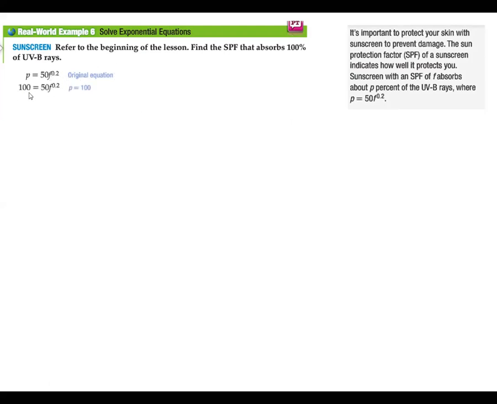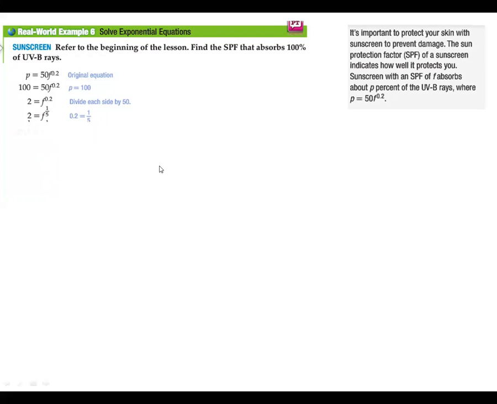So remember, P stood for the percent, so I substitute 100 in for P, okay? Then I can divide both sides by 50, so I get 2 equals F to the 0.2. Then I can rewrite 0.2 as a 1/5 power. That's just because the decimal 0.2 is 2/10, and 2/10 is the fraction 1/5 if you reduce it. That's all I did in that step, was just rewrite 0.2, the decimal, as a fraction.